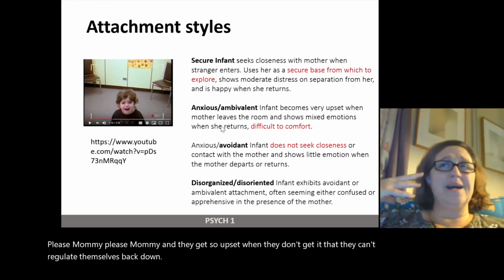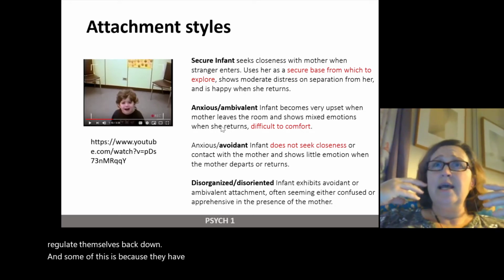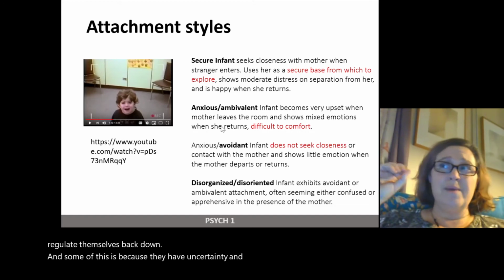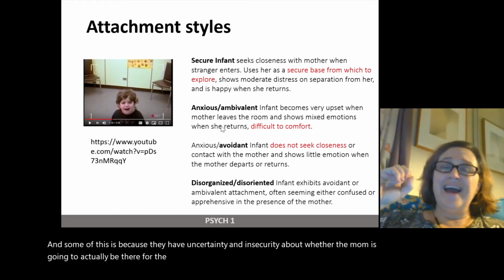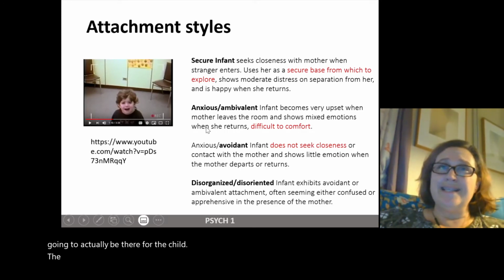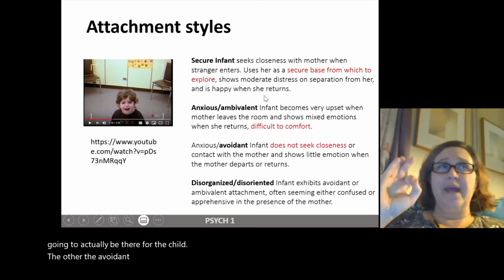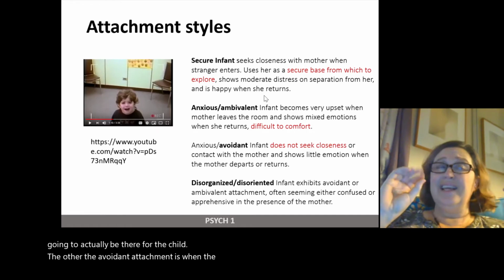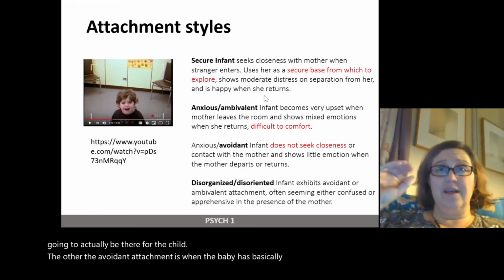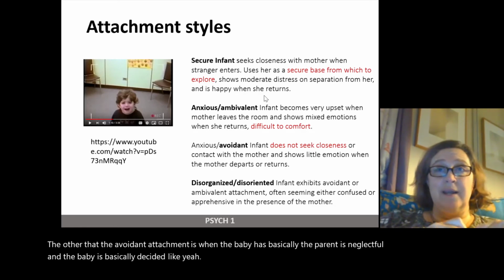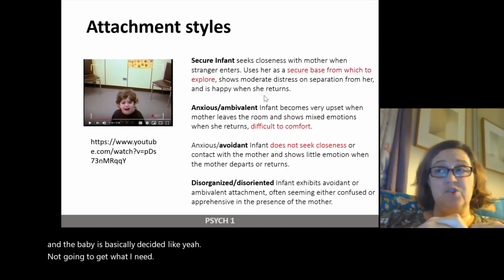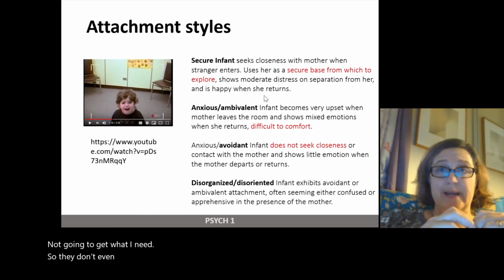And some of this is because they have uncertainty and insecurity about whether the mom is going to actually be there for the child. The avoidant attachment is when the parent is neglectful and the baby has basically decided, yeah, I'm not going to get what I need. So they don't even try. So they try to be independent.